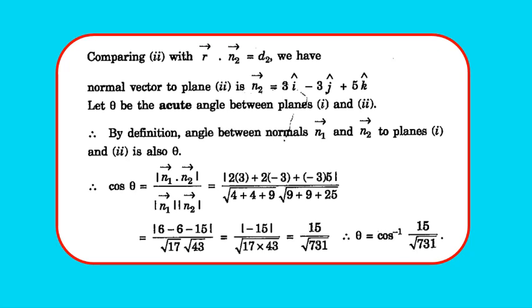Now we have to find the angle between them. So let theta be the angle between planes 1 and 2. We know that the formula for theta, the angle between the normals, is cos theta = |n1 dot n2| / (|n1| |n2|). So we get |2 x 3 + 2 x (-3) + (-3) x 5| / (sqrt(4 + 4 + 9) x sqrt(9 + 9 + 25)). Simplifying, we get 15/sqrt(731). So the angle between the planes, theta, is cos inverse of 15/sqrt(731). Clear? So pause and note down the solution.